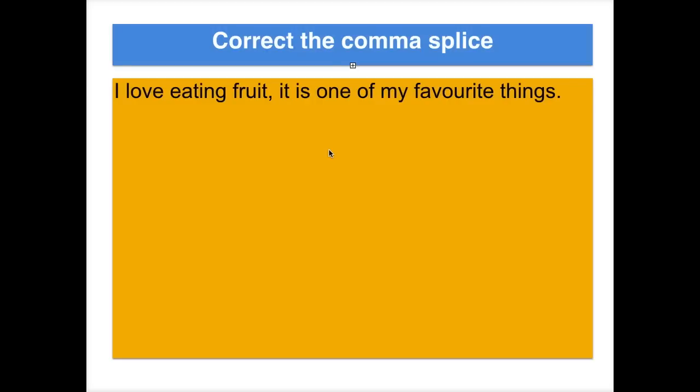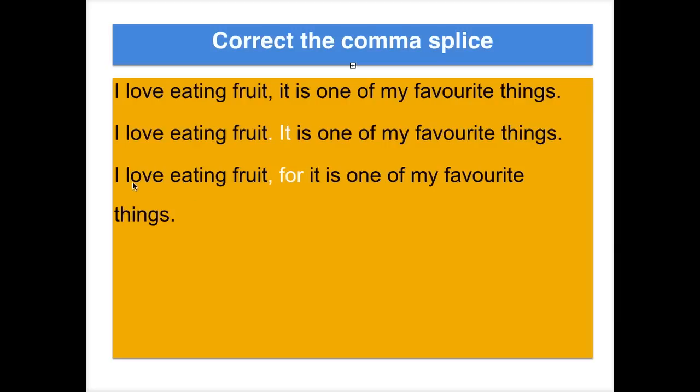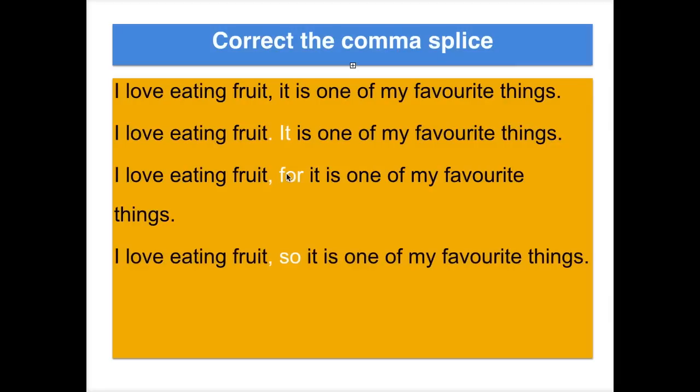So how to correct a comma splice? I love eating fruit, it is one of my favorite things. Another example here, I love eating fruit. The simple thing to do is just to add the full stop and then remember to put the capital letter in here. Alternatively, we have I love eating fruit, for it is one of my favorite things, because it is one of my favorite things. Or you could have, I love eating fruit, so it is one of my favorite things.